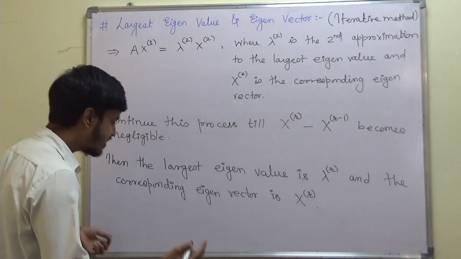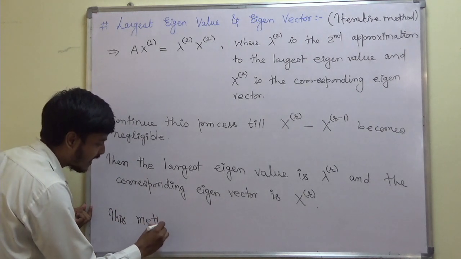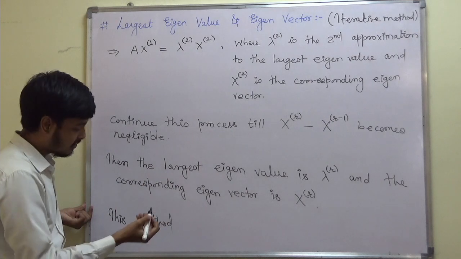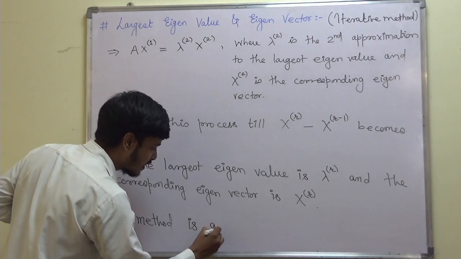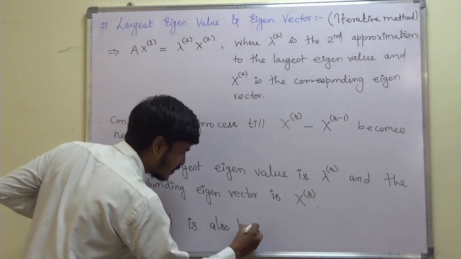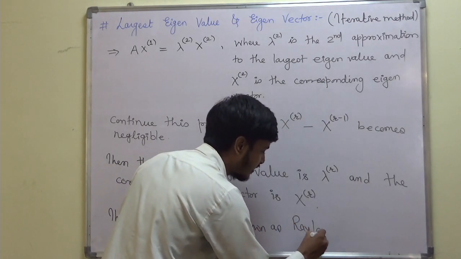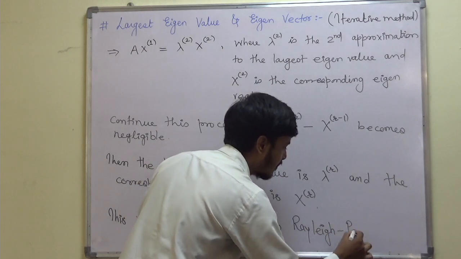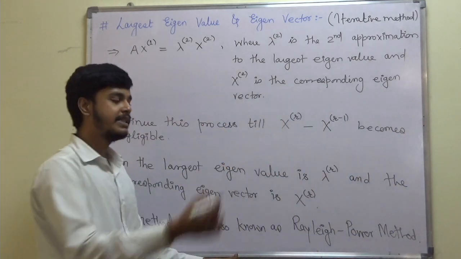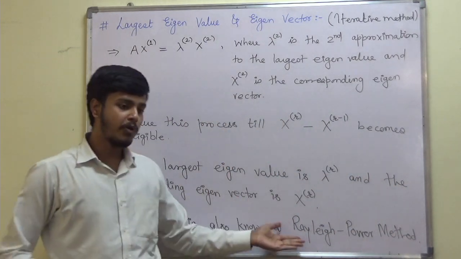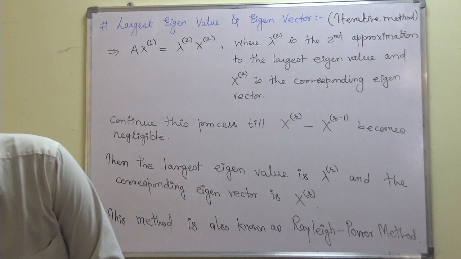If this process is clear to you, let me take an example. But before that, let me tell you this about the method. This method, which we called the iterative method in the very beginning of this lecture, is also known as the Rayleigh power method. So this is another name of this method. If this is clear to you, let us take an example.